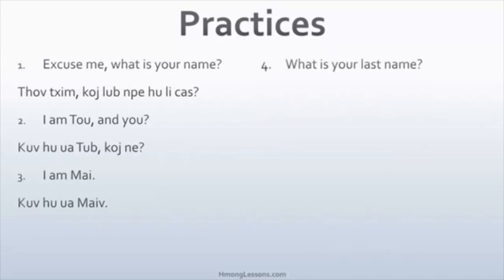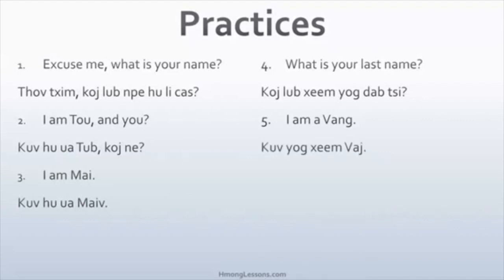Now, how would you say, what is your last name? In Hmong it is Ga Lu Sing Ya Da Chi. How would you say, I am a Vang? Okay, if you say Gu Ya Sing Va, you are correct. Gu Ya Sing Va, I am a Vang.